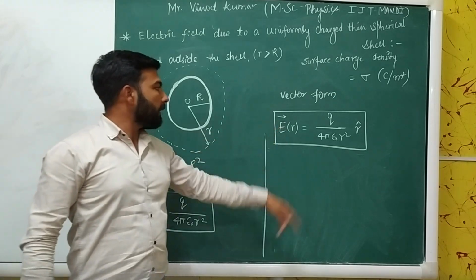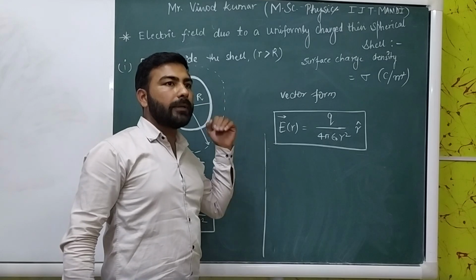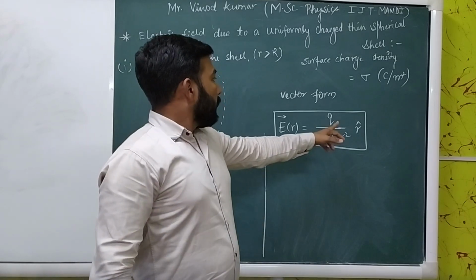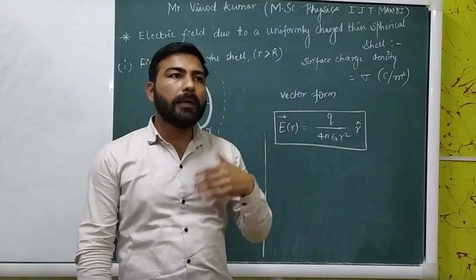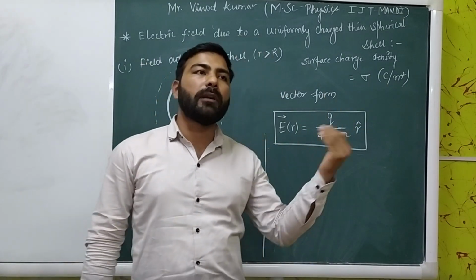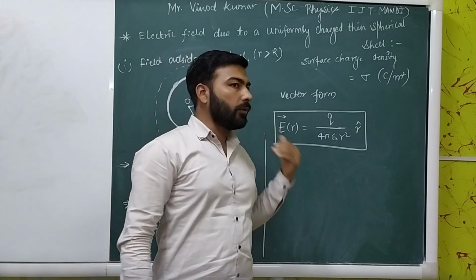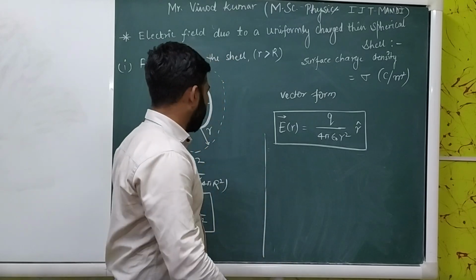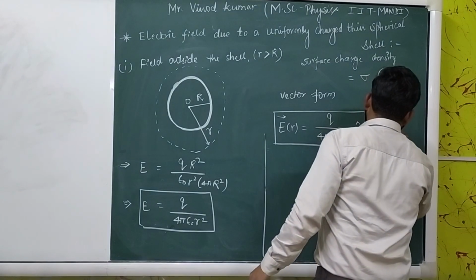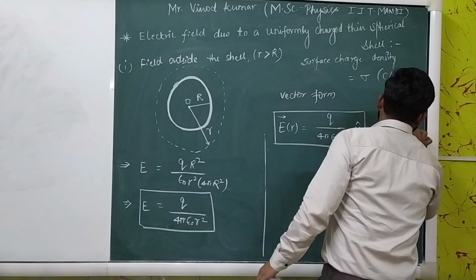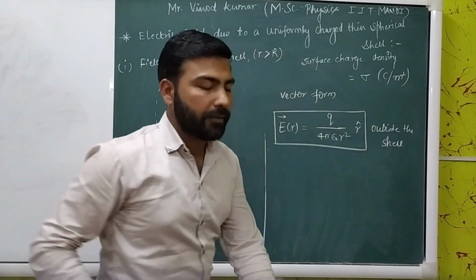This is the electric field if the positive charge is uniformly distributed over the spherical cell, and it is normally outwards. And if there is a negative charge, then the direction will be inwards, that means normally inwards along the radial direction. That is the electric field outside the cell.